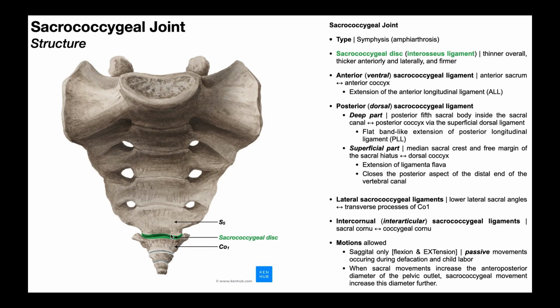Now right here in green, you can't see it too well, but there is a disc between S5 and the first coccygeal segment, and it's called the sacrococcygeal disc, also called the interosseous ligament. If we compare the sacrococcygeal disc to the other discs of the cervical, thoracic, and lumbar spines, it's thinner overall, it's still made of fibrocartilage, and it's thicker anteriorly and laterally than it is posteriorly and medially, and it's also firmer than the other discs of the spine above the sacrum.